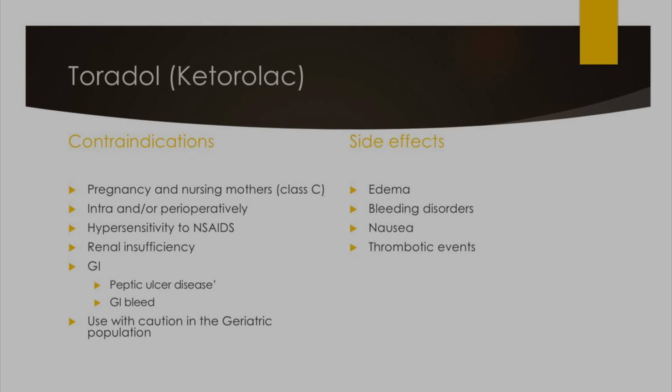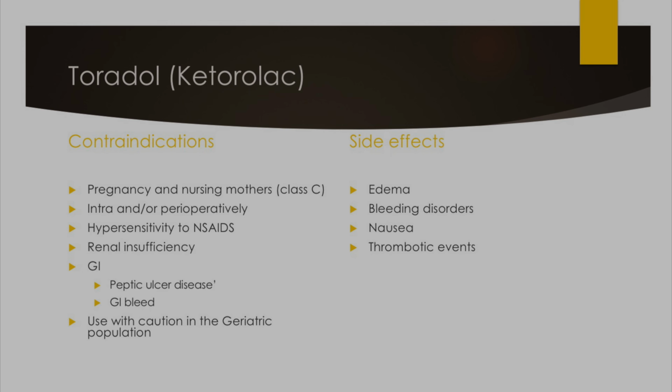Toradol is not indicated intraoperatively or perioperatively due to increased bleeding risk. It's also contraindicated with NSAID hypersensitivity. Renal insufficiency is another major consideration. COX-1 inhibition can reduce renal perfusion and worsen kidney function, especially in already compromised patients. GI contraindications include peptic ulcer disease and active GI bleeding, since COX-1 helps protect the gastric lining.